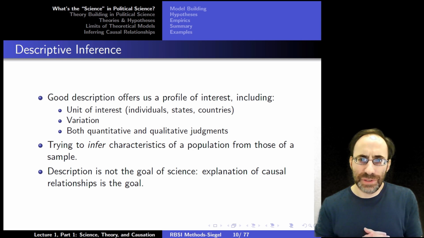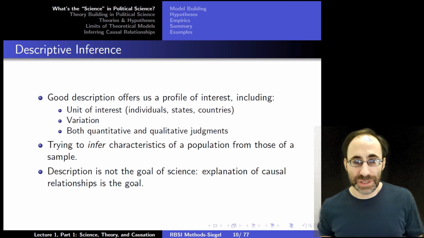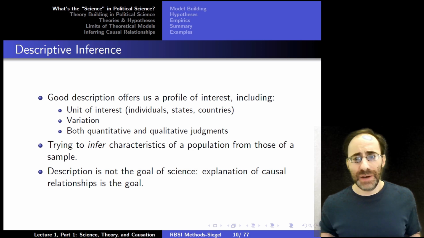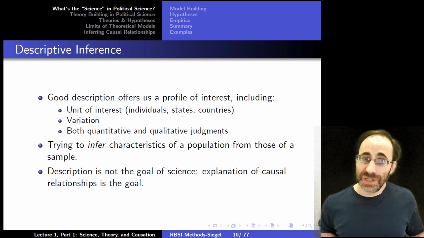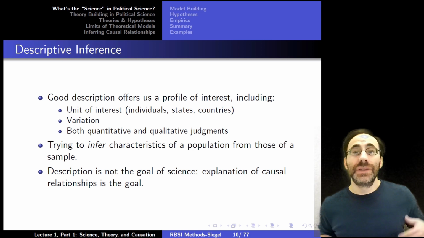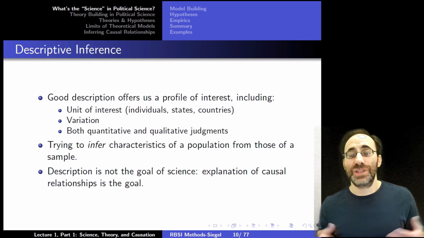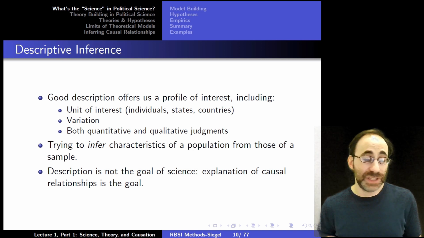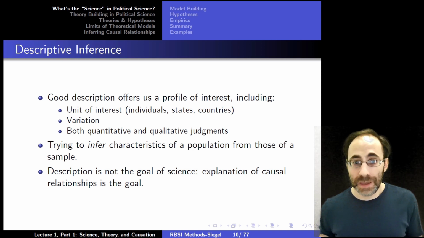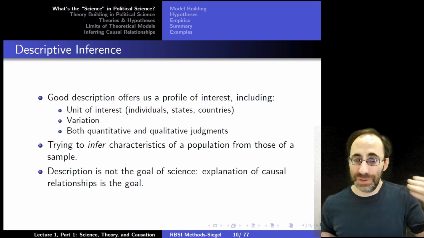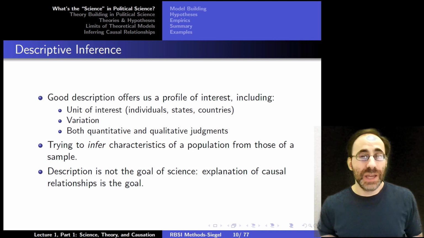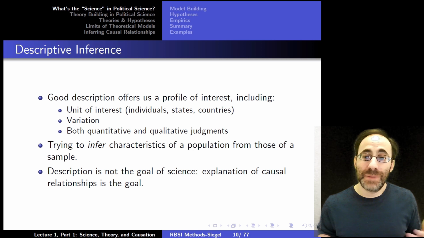Okay, so now I want to go into a little more detail on some of these things. Descriptive inference, and this will be one of the longer modules, by the way, because it covers a lot of ground. I mentioned there's two kinds of inference: causal inference and descriptive inference. Descriptive inference helps us understand how the world is right now. It doesn't provide connections between two things via causality. It just tells us what the world looks like now. So it provides us a profile of interest. For instance, it tells us what the unit of interest is and how it varies. It gives us judgments, both qualitative and quantitative, about it.